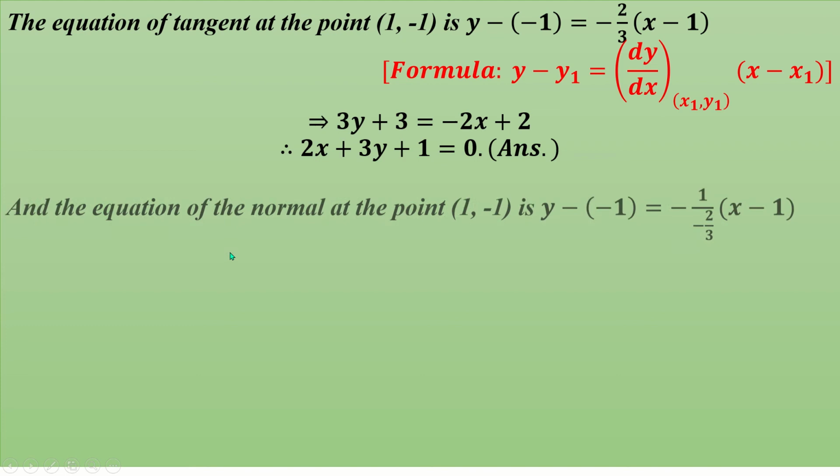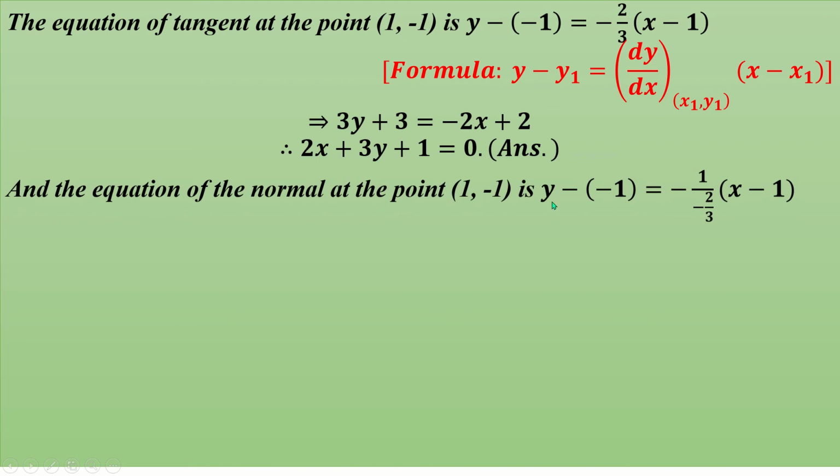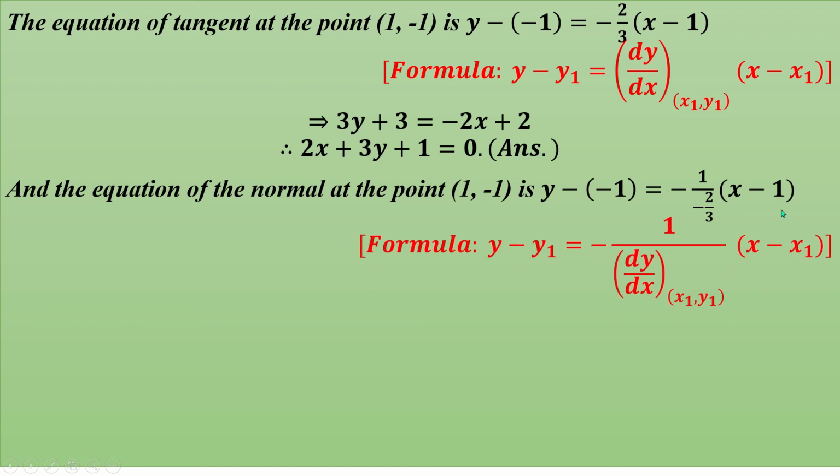Just calculation. And the equation of the normal at the point (1, -1) is y minus y1 divided by the derivative of y with respect to x at the point (1, -1), into (x minus 1). That means this formula is used here. Clear everyone? You have to remember the formula because that is very essential to solve this exercise. Without memorizing or understanding the formula, it is very difficult to solve the problems in this exercise. Clear everyone? Just formula used here.